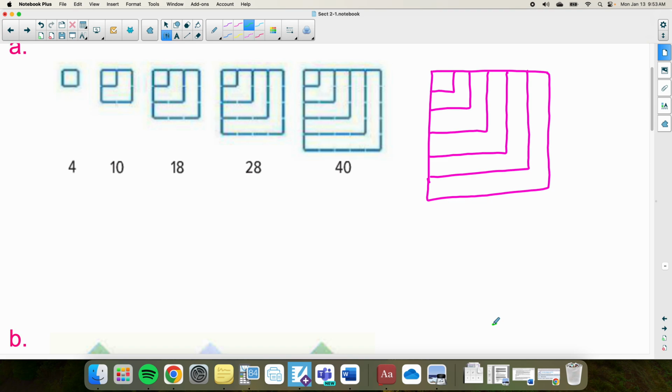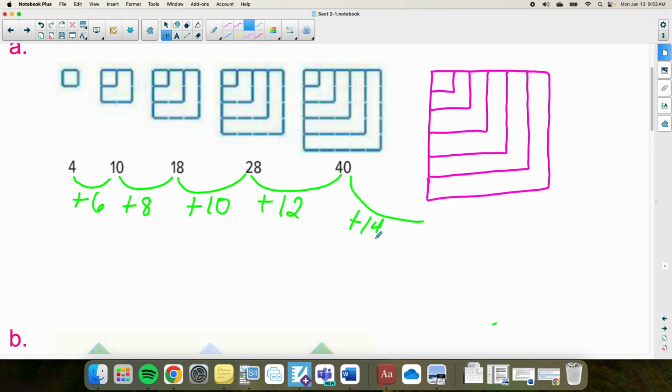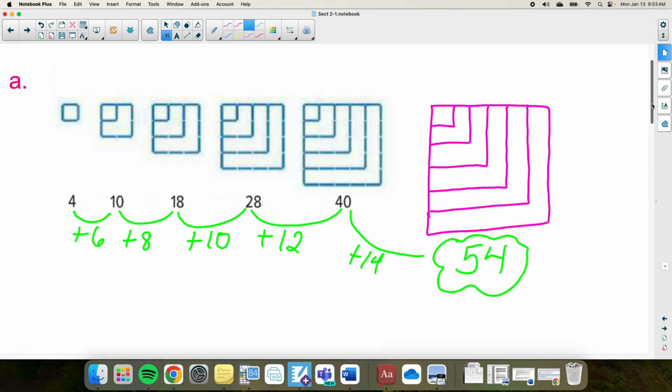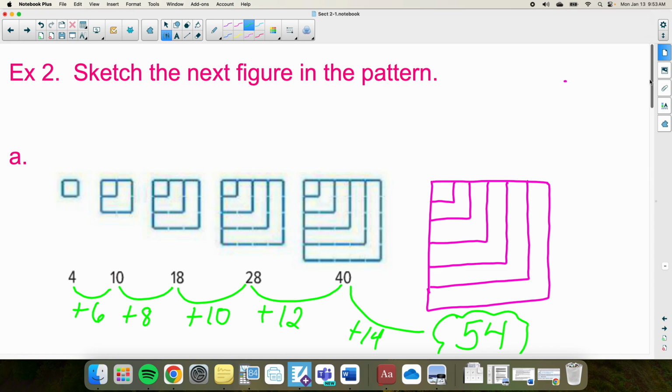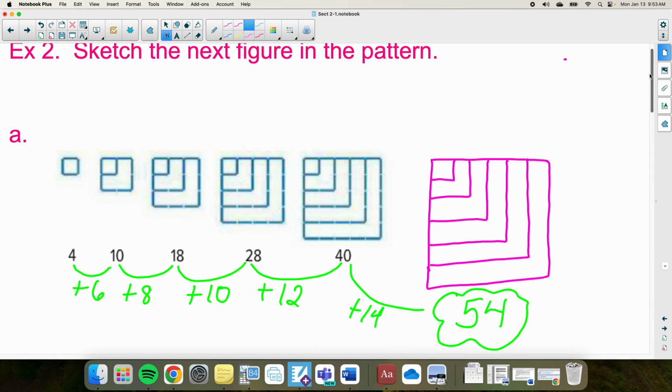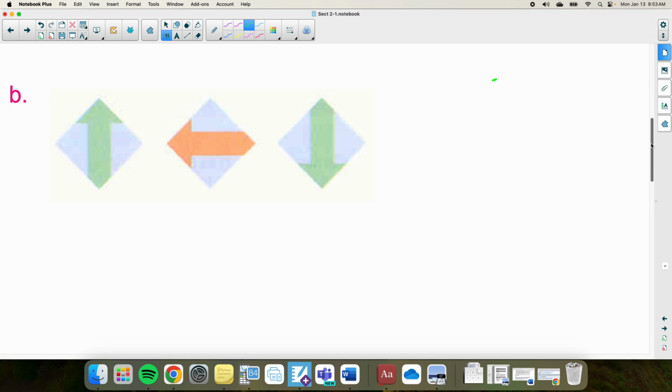But what number do you think would come next without adding or counting all the numbers and drawing them in? Can you guys tell what they're doing here each time? +6, +8. Yep, +6, +8, +10, +12. So the next one is going to be +14. So this would be 54, okay? And the drawing, and then I think we still have to describe, no, we don't. So we don't have to say what's happening, we just have to do the next figure. So that's kind of nice.